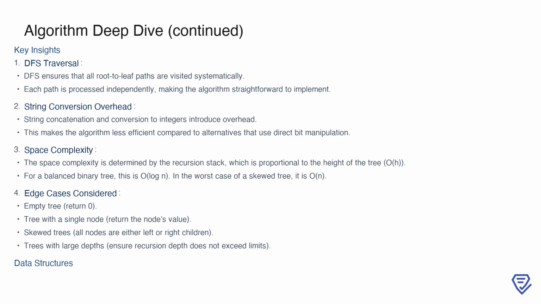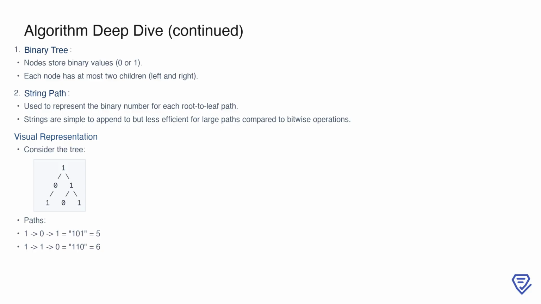We also consider edge cases such as an empty tree, which returns 0, or a single node tree, which simply returns the node's value. For trees with large depths, it's important to ensure that the recursion depth does not exceed system limits. The problem involves a binary tree where each node stores a binary digit, either 0 or 1, and each node can have up to 2 children.